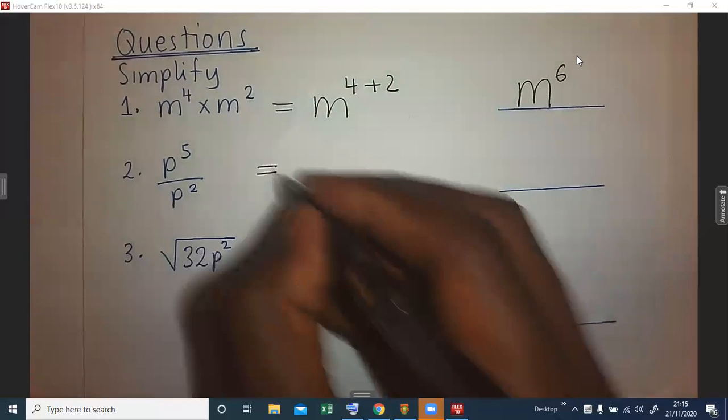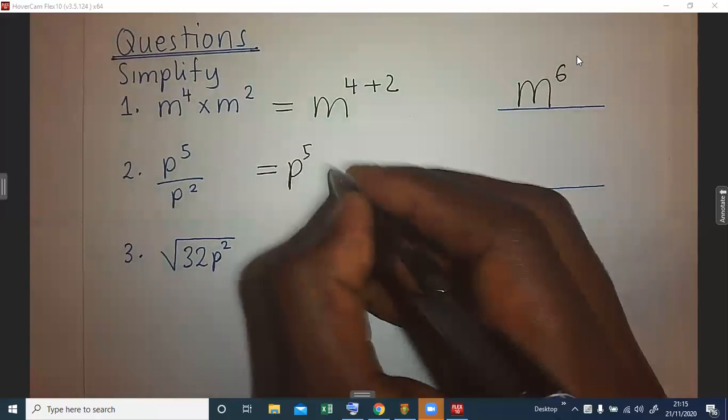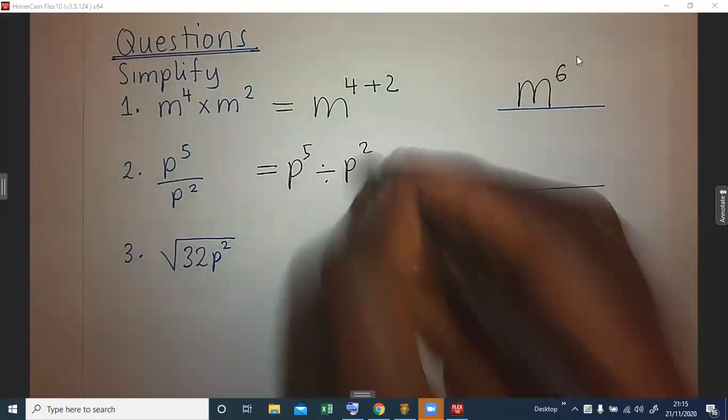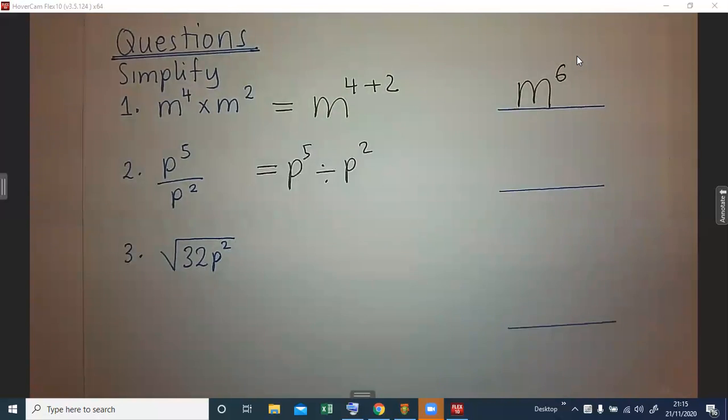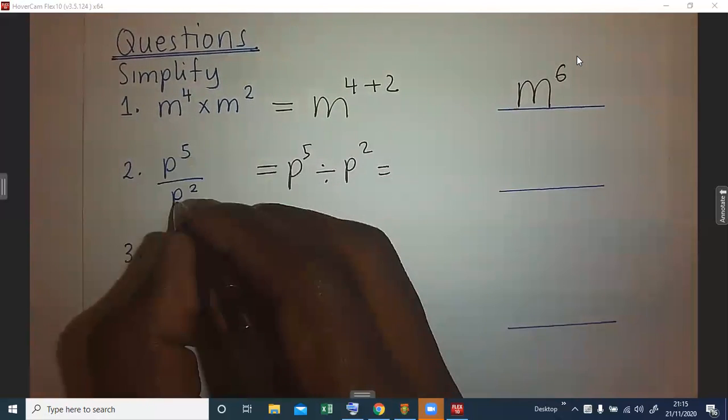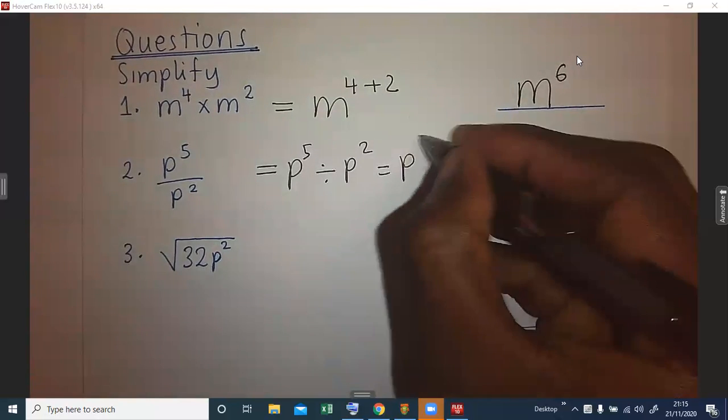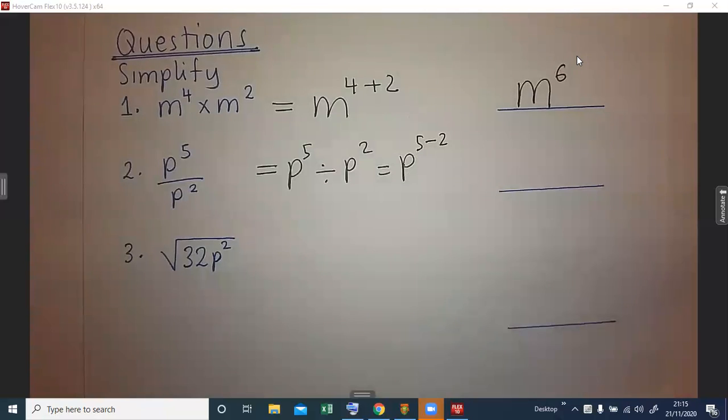Next, if you check properly, this question is the same as dividing. So if one is up, one is down means they're dividing. So I would take the powers and I subtract them. And finally, I get p power 3.